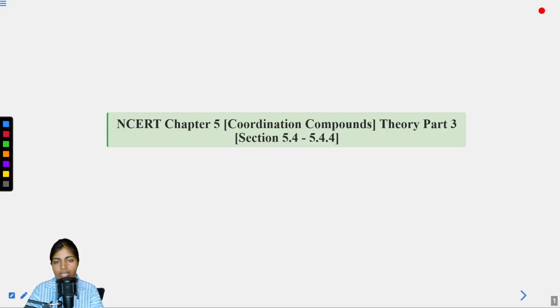So, as you all know, today we are going to cover the theory part 3 of our chapter coordination compounds. So, let's begin today's topic, that is NCERT chapter 5 coordination compounds theory part 3, and today we are going to cover the NCERT section 5.4 to 5.4.4.